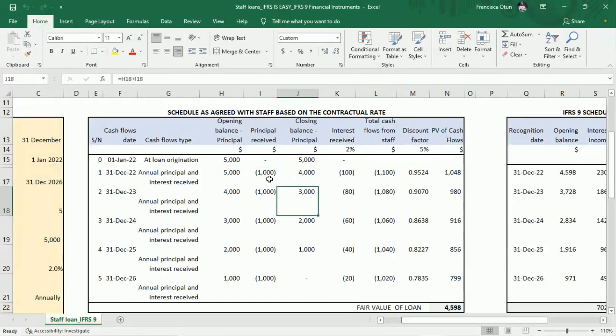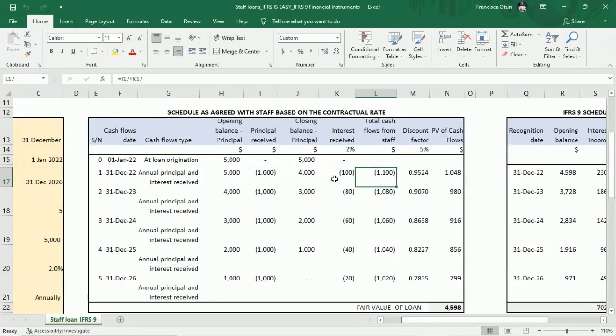And at the end of each year, the closing balance of the principal reduces until it nets out to 0, that is, until the staff loan is extinguished. Now the interest that will be received, which is the actual interest, is 2% of the opening balance. That's the principal. The interest received is 2% of the principal, which is the actual amount that will be paid by the staff over time.